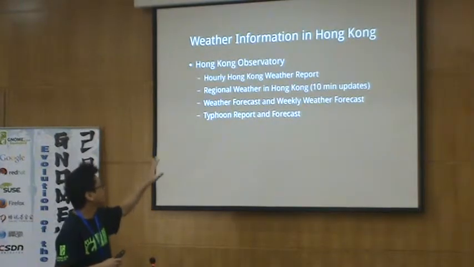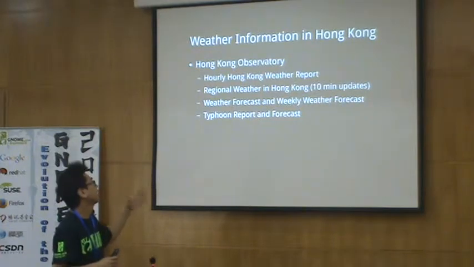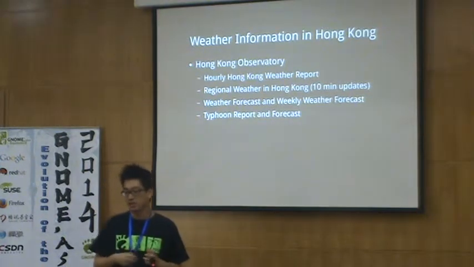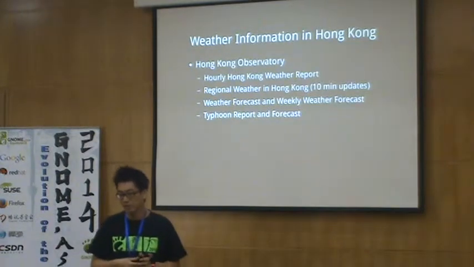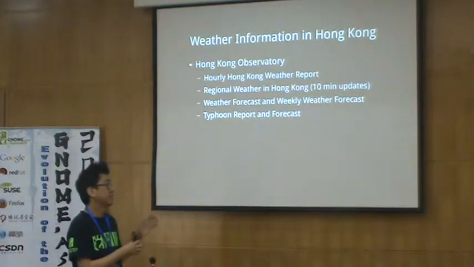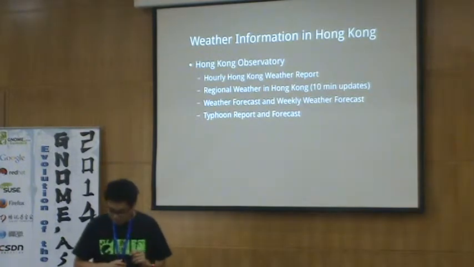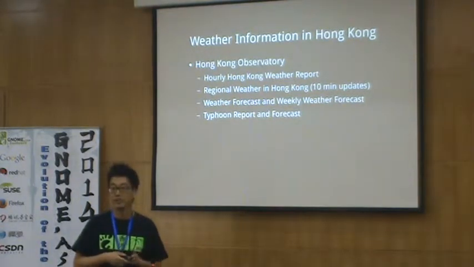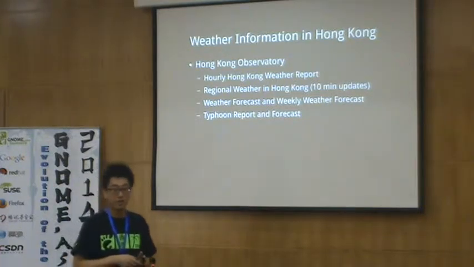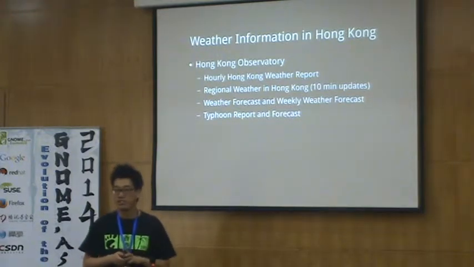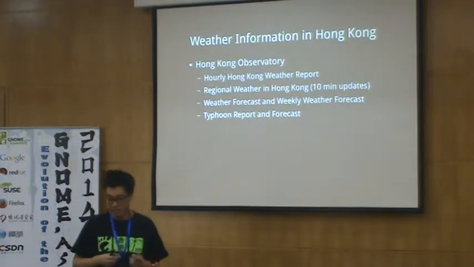So from the Hong Kong Observatory website, what do they provide? They provide an hourly Hong Kong weather report, regional weather information in Hong Kong with 10-minute updates, and also weather forecasts, typhoon reports and forecasts, and some other minor weather information reports as well. But at data.one, the open data provided by the Hong Kong government, they only provide seven RSS feeds of different weather reports or forecast information. So it is not useful. It is not useful to other application developers.